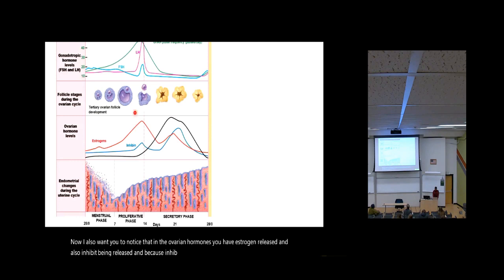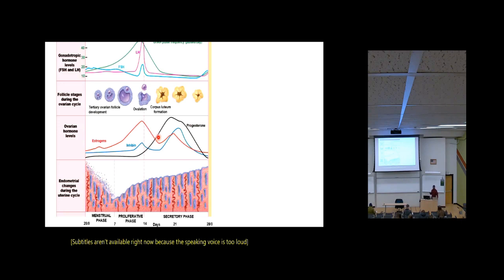place. Now I also want you to notice that in the ovarian hormones you have estrogen released and also inhibin being released, and because inhibin is released, notice that the FSH levels slightly drop because inhibin is having a negative feedback effect. And we find that once ovulation takes place, as a result of the luteinizing hormone levels being high, the corpus luteum is being formed. And as the corpus luteum is formed, it's going to release progesterone, the hormone indicated by the black line, right?